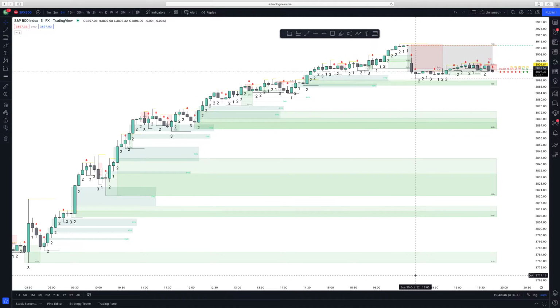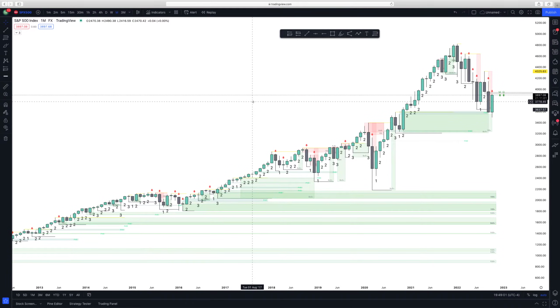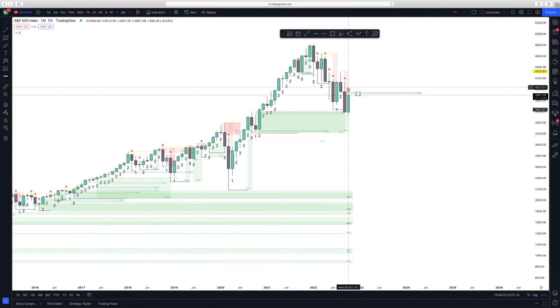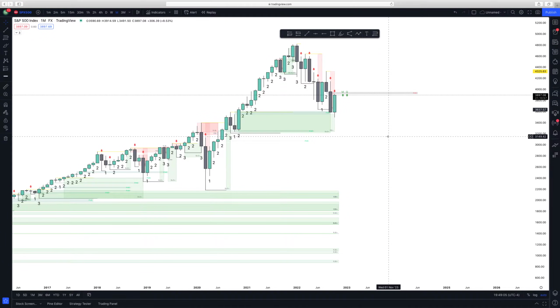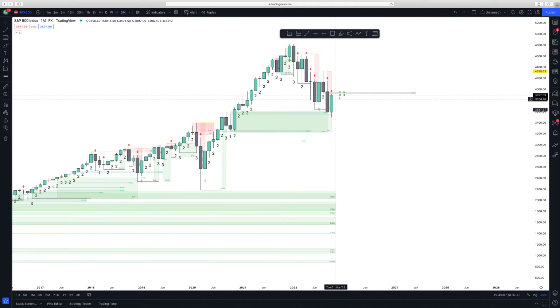Today I am going to show you how to do a top-down analysis using the Strat and also using ICT concepts. Whenever I'm doing top-down analysis on Sundays, I usually start from the monthly chart and work my way down to the lower time frame. On the monthly chart, I can see that this is trying to fill a fair value gap.